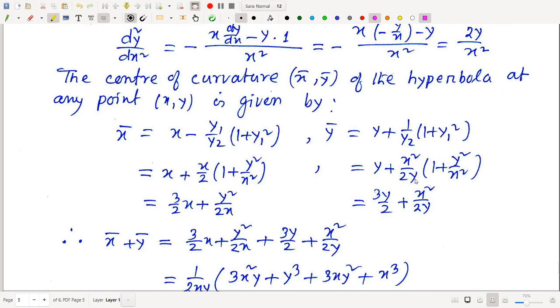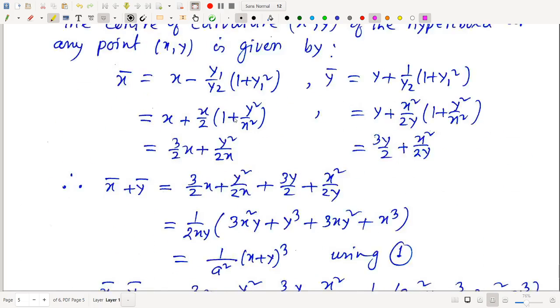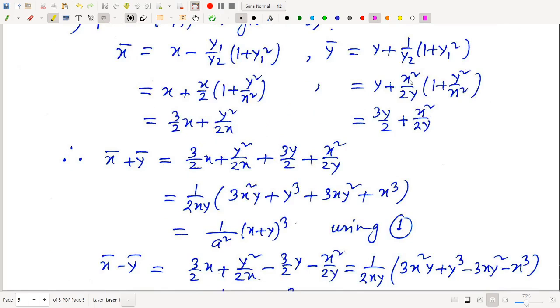Similarly, one by y2 value: this is x square by 2y, and y2 was 2y by x square. That's why y2 means d square y by dx square, and y1 means dy by dx. Okay, and then x square by 2y into 1 and x square by 2y into x square by 2x, we cancel. What do we get? X square cancels, we get y by 2y.